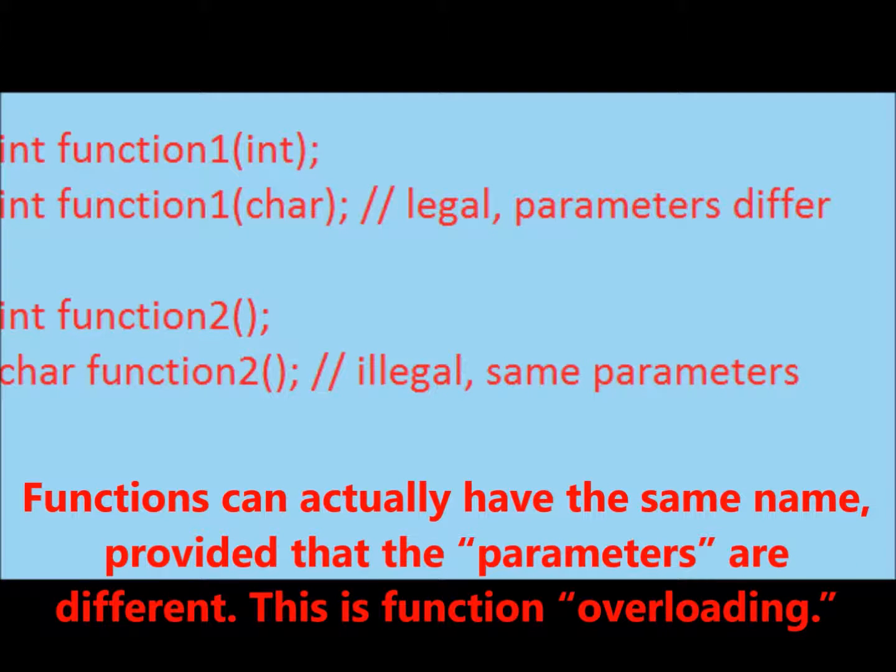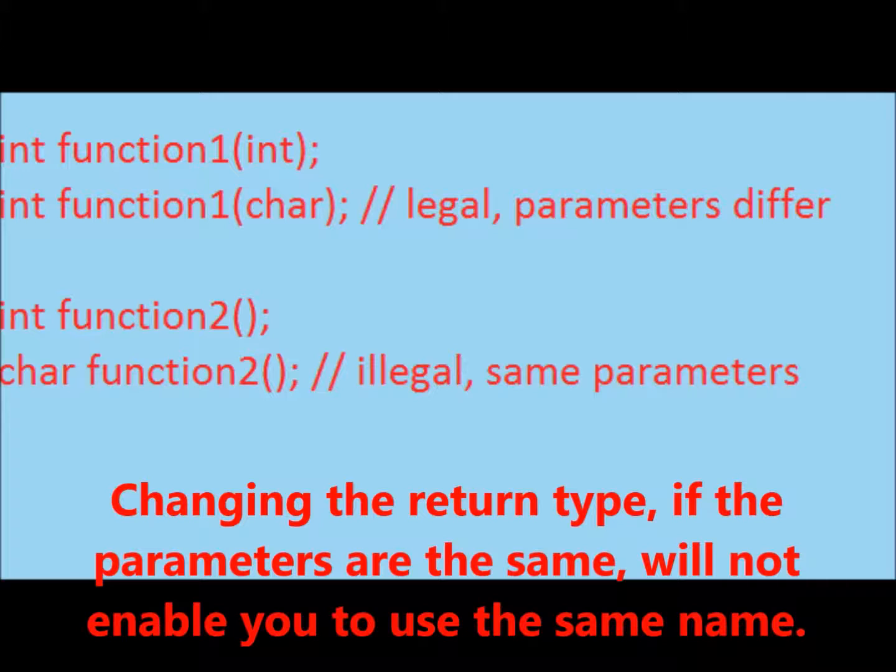Functions can actually have the same name, provided that the parameters are different. This is function overloading. Changing the return type if the parameters are the same will not enable you to use the same name.